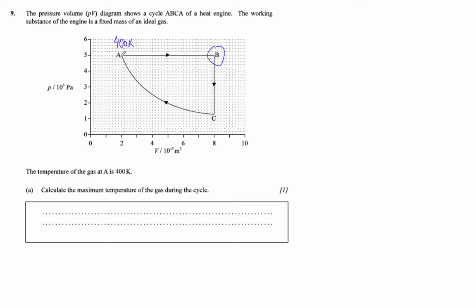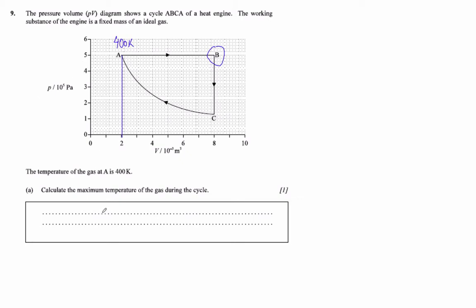Notice that our volume is 2 liters, right? This is 2 times 10 to the minus 3 liters, and here it's 8. So we have quadrupled the volume without changing the pressure, right?